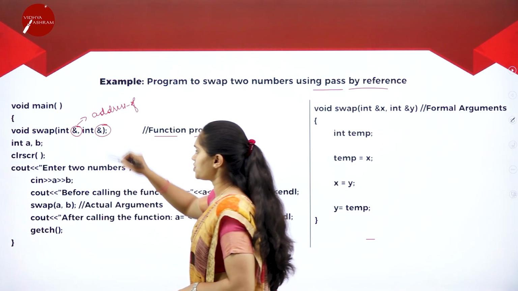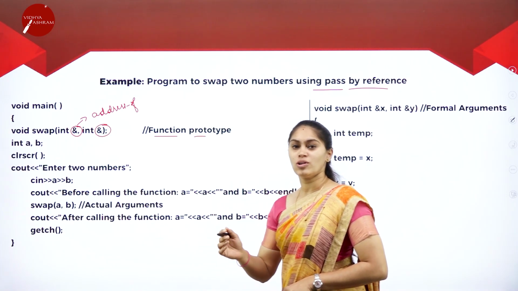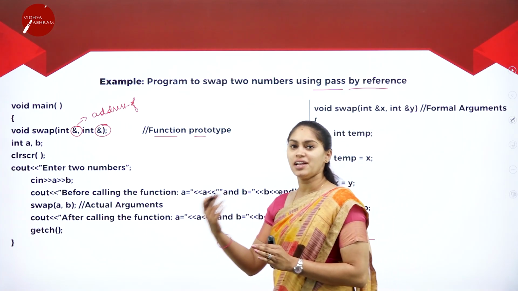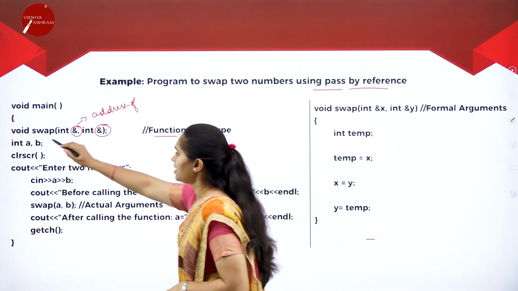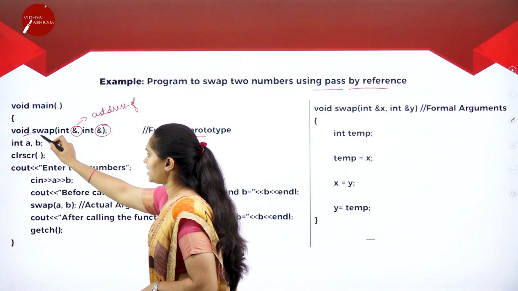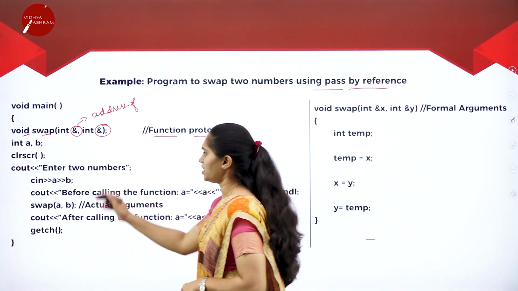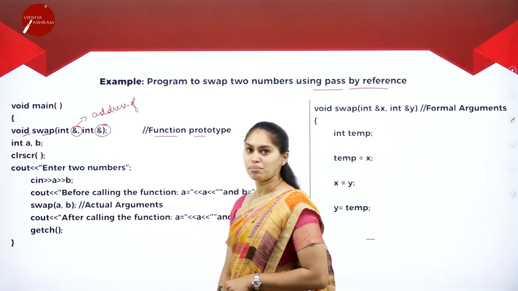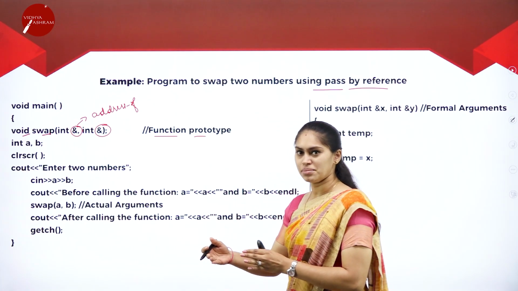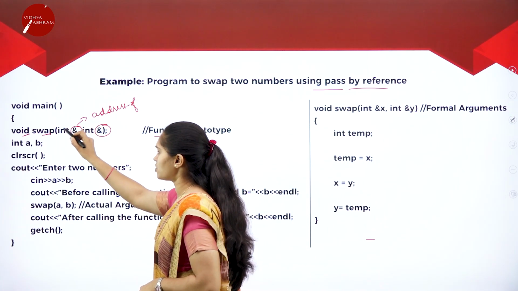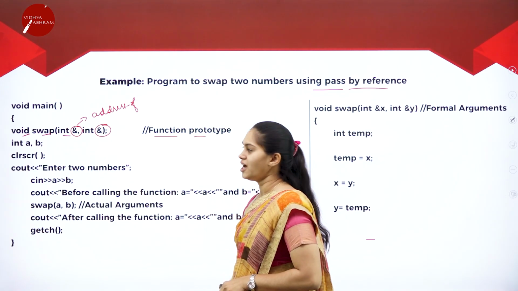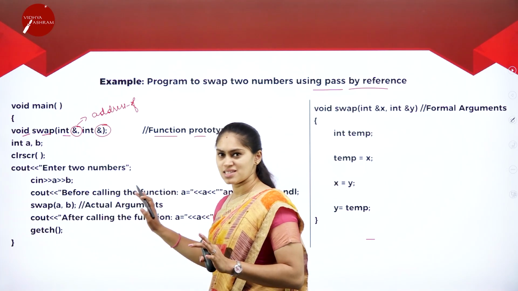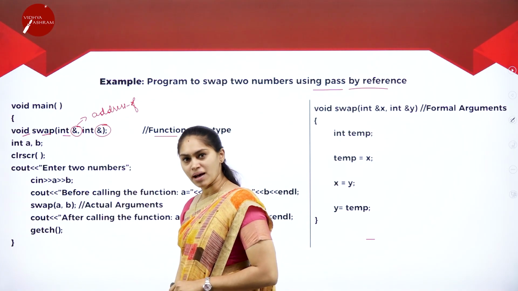So this is the address of operator. It is going to hold the address of a variable, where it is located in the computer memory. So here everything will be the same. Void is the return type and swap is the name of the function, and I have two arguments or parameters, that is int ampersand, which is going to hold the address of a variable of the data type integer, and everything else will be the same as we discussed in pass by value.